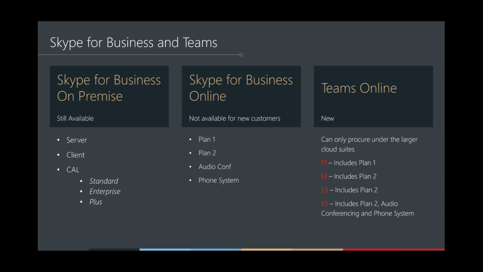But this is great, but what does that really mean? Well, if you were a new customer buying Skype for Business since October 2018, a completely new business who had not had it before, you would have been put straight onto Teams. If you were under 500 users, straight onto Teams.